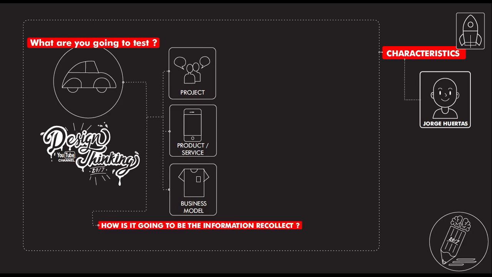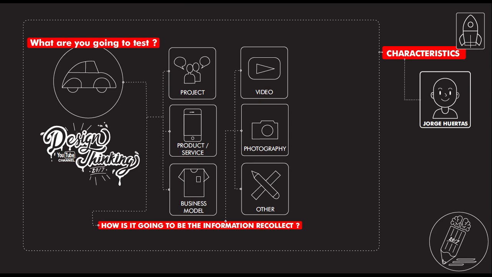After that, you need to know how the information is going to be collected. That is very important because, okay, if I'm going to test a product or a service, I know that I have a user for that, but I need to collect information, and there are different ways that I can collect that information. You can make a video, you can take a photograph, you can use many different ways to collect the information. But what is important here?